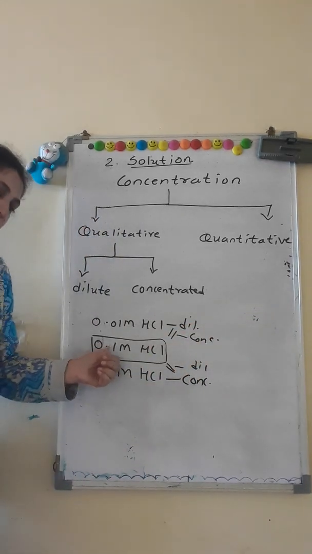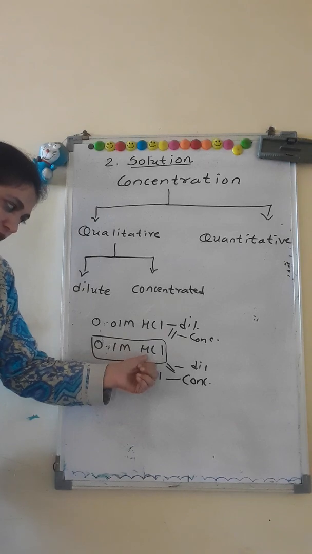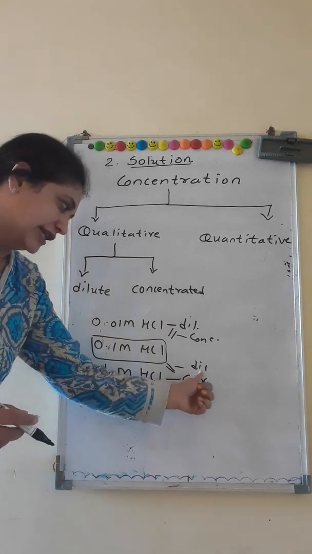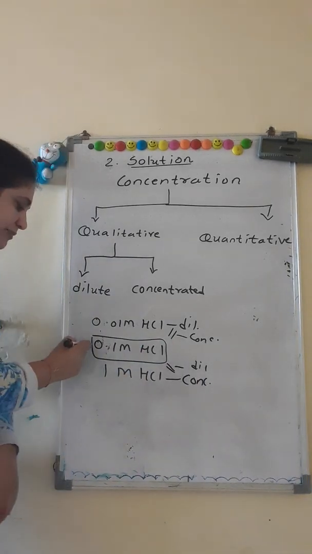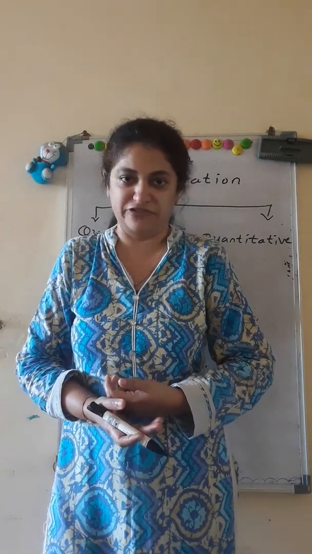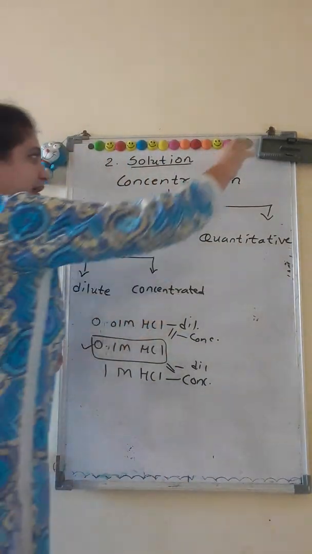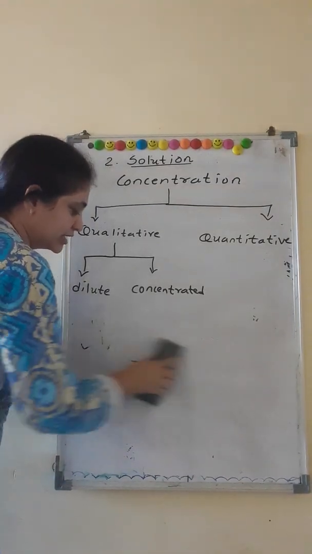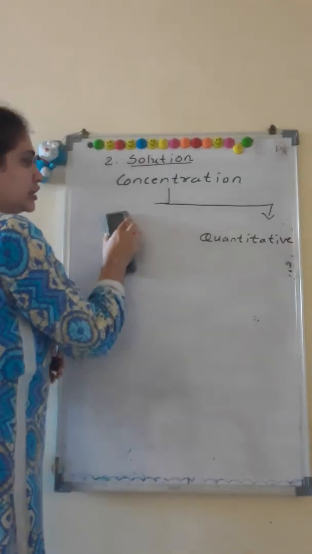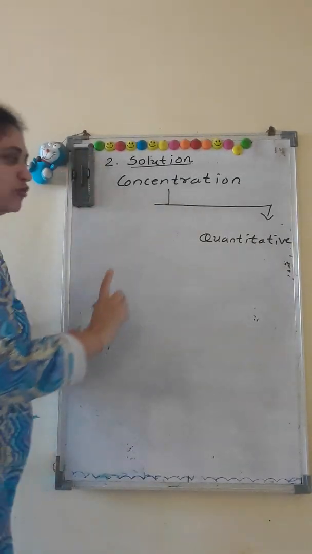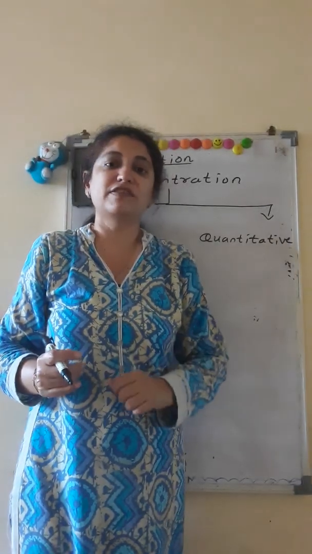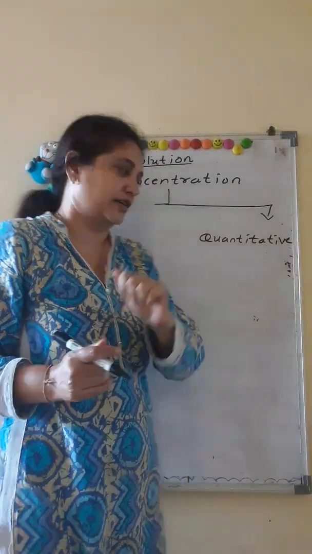So when we compare 0.1 molar with 0.01 molar, this is more concentrated. When we compare 0.1 molar solution with 1 molar, it is dilute. So the same solution can sometimes be dilute, sometimes be concentrated. So this is not a more reliable classification. The reliable classification is to express concentration of solution in a quantitative manner, and quantitatively it can be expressed in many terms which we have studied in the first chapter in 11th standard.